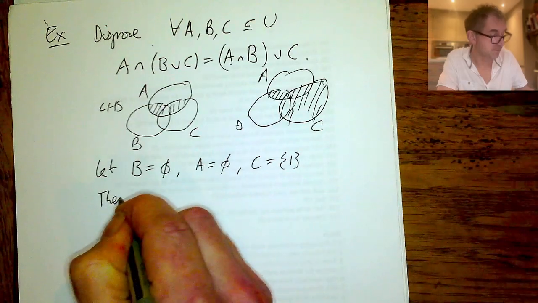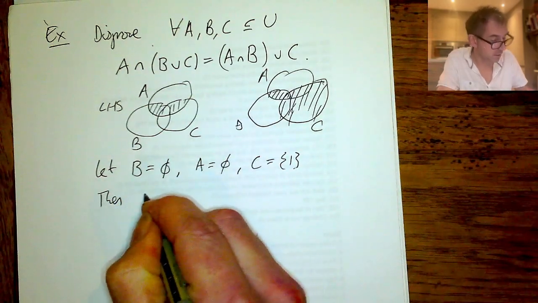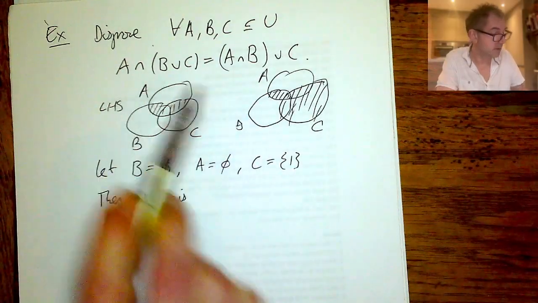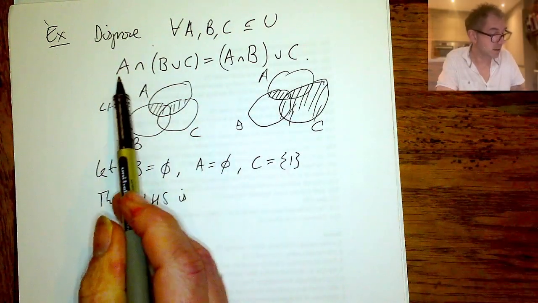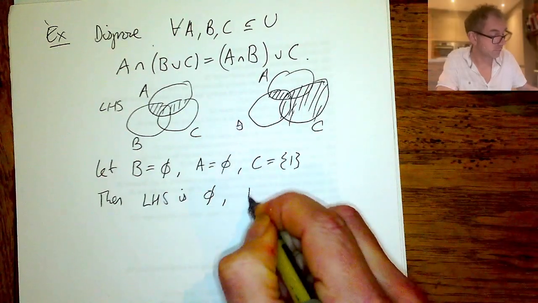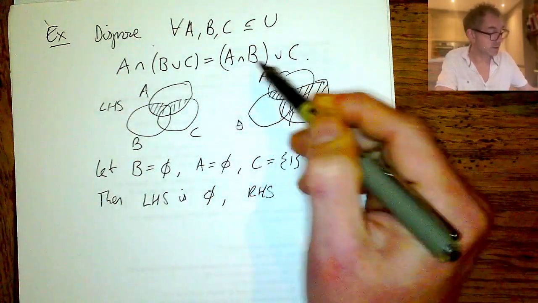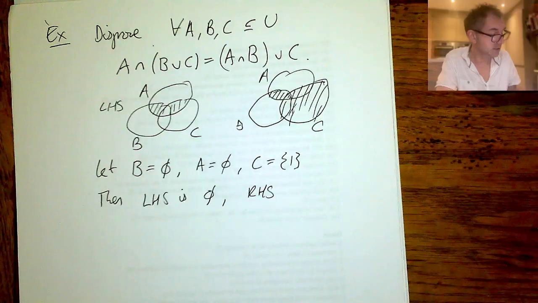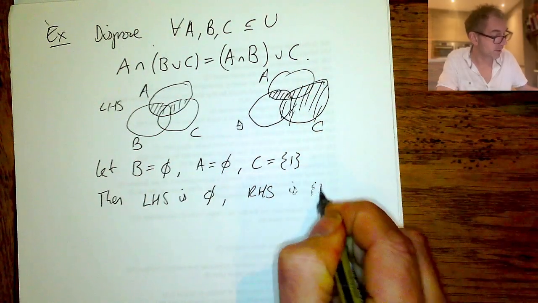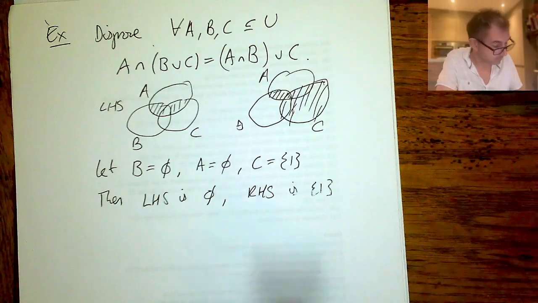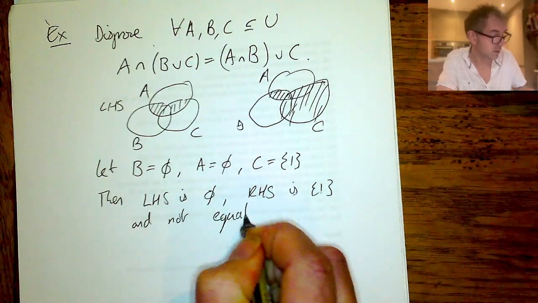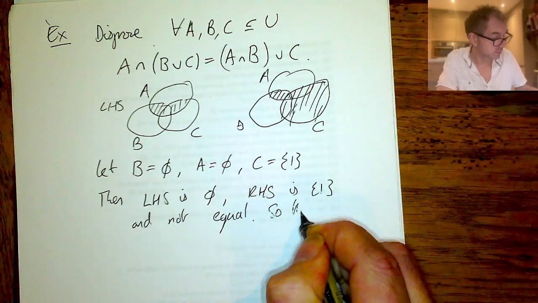Then the left-hand side is, B union C is C, and A intersect that is just the empty set. And the right-hand side, A intersect B, I'm just getting the empty set, union C, that gives me the set containing 1. And they are not equal. So this is a counterexample.